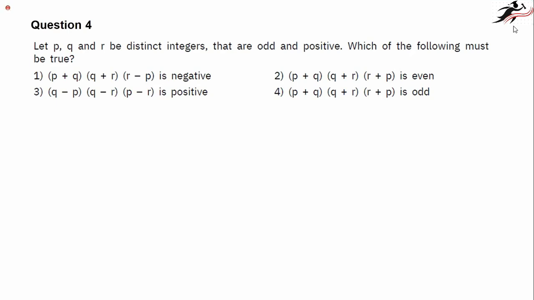So let's take them as maybe 1, 3, 5. All of them are odd and positive. Least possibility 1, 3, 5. And then verify the options.